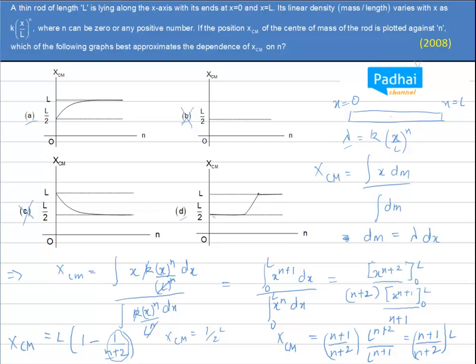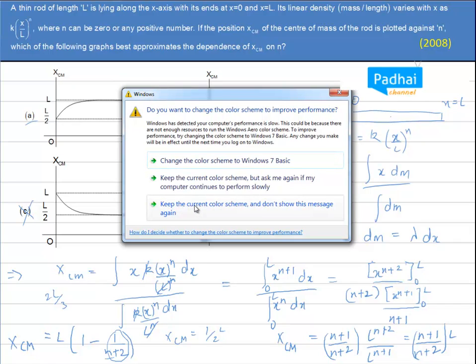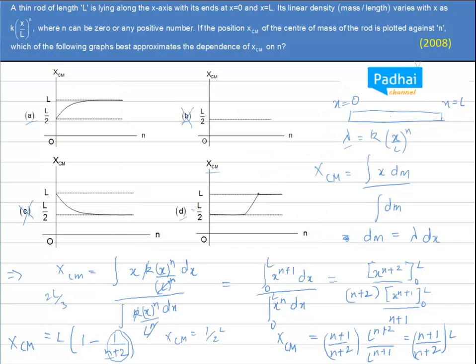But over here we see that in D it is given that after some time x center of mass starts to increase, right? But here what we can see is, if I put n equal to 1, I'll get x center of mass as 2L by 3, which is basically higher than that. That means option D can also be eliminated. That means option A is correct.